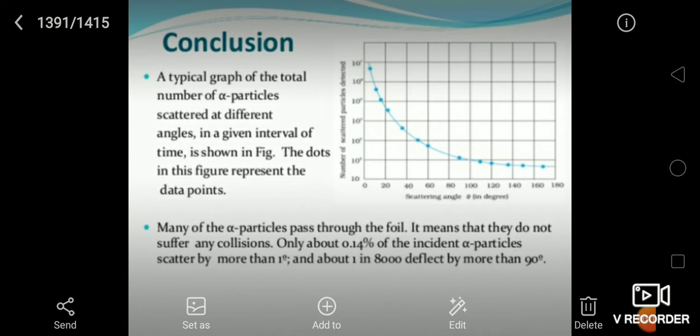Many of the alpha particles pass through the foil. It means that they do not suffer any collisions. Only about 0.14% of the incident alpha particles scatter by more than 1 degree and about 1 in 8,000 deflect by more than 90 degrees.